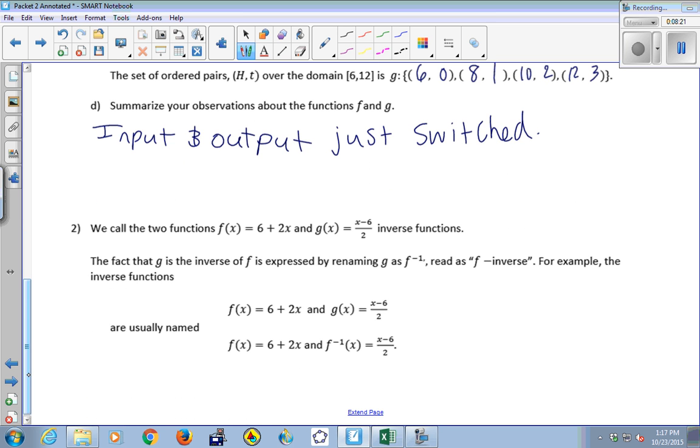So we call these two functions 6 plus 2x and (x minus 6) over 2, which are the two functions we were just working with. I just switched from t's and h's to x's and y's. We call those two functions inverse functions. And the fact that g is the inverse of f is expressed by renaming g as what looks like f to the negative 1. It does not mean 1 over f. You just read it as f inverse.